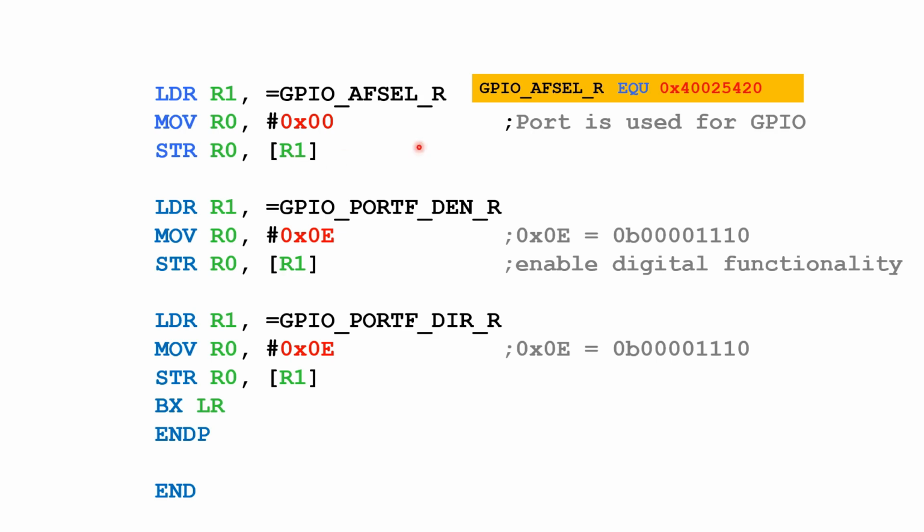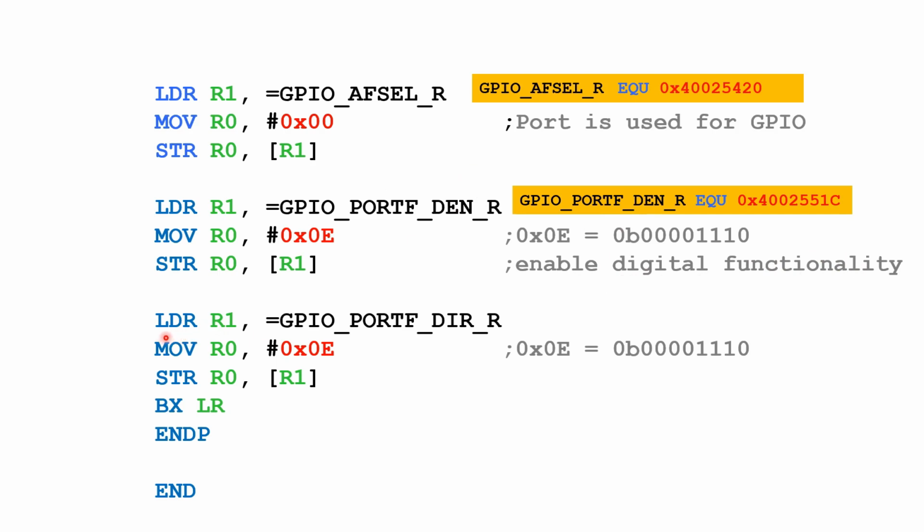Basically, we're storing the contents of R0, which is 00, into the address pointed to by R1. Where is R1 pointing to? It's pointing to this address. Basically, that will set port F for GPIO operation. And then here we have an LDR R1 with this value. Copy that into R1, and then copy this value 0E into R0. And then the store instruction here will store the contents of R0 into the address pointed to by R1. Basically, this will enable the digital functionality of the port.